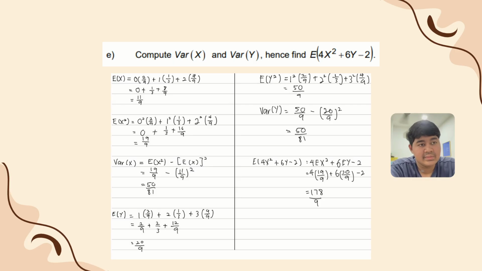For Var(Y), we already know that the formula is E(Y²) minus [E(Y)] squared, and then Var(Y) is also the same as Var(X), which is 50 over 81.